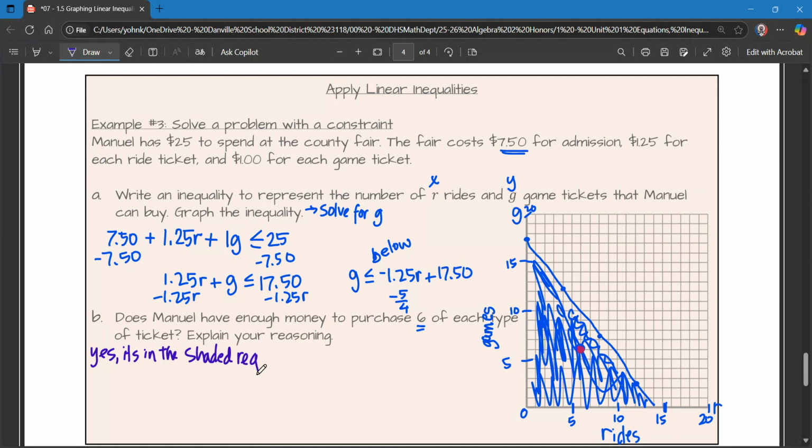Looks like I chose purple. Oh well. Now, if you don't like that explanation, what you can do is substitute 6 in for X and 6 in for Y, and you can see if you get a true statement. So 6 in for R and 6 in for G. So 6 is less than or equal to negative 1.25 times 6 plus 1750. If I do that, I get 6 is less than or equal to 10. That is a true statement. So the answer is yes. If I had gotten, say, 6 was greater than or equal to 10, then I would have said no.